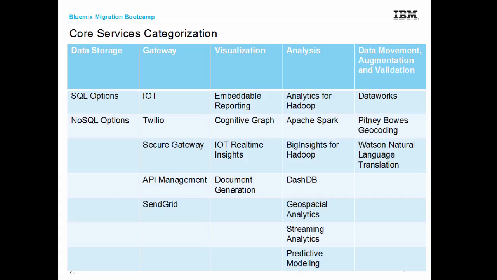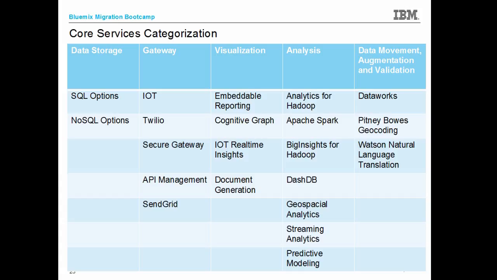Then there's all the analysis choices. As I mentioned earlier, the analysis choices tend to be, in many cases, based around Hadoop, and we give you multiple options for that. But we also give you things like DashDB, again, which I mentioned for data warehousing, streaming analytics for event-based processing, predictive modeling for predictive analytics, which is based on SPSS. And then there's geospatial analytics, especially for dealing with geospatial data, where you need to be able to reason about whether things are inside or outside borders and things like that.